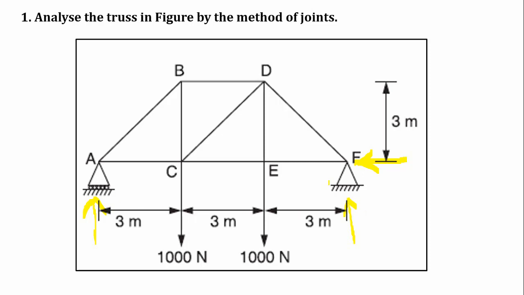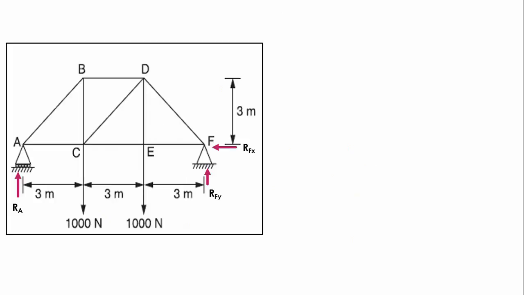We have three conditions of equilibrium: summation of Fx equal to 0, summation of Fy equal to 0, and summation of M equal to 0. So with three equations we can find the three unknowns. Therefore, first we find the support reactions. This is the truss. They have given loads of 1000 newtons and 1000 newtons, the span is 33 meters and the height is 3 meters. So let us find the support reactions first.